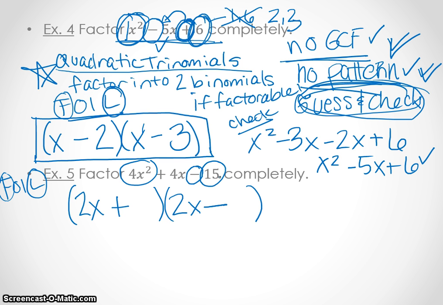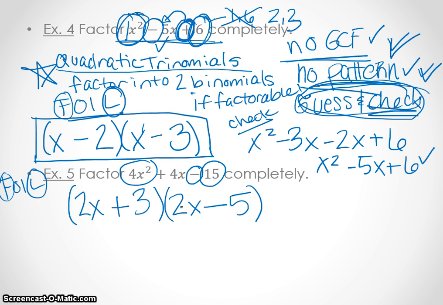And then we have to start thinking of the factors of 15. So we have 1 and 15, 3 and 5. Again, I don't like 1 and stuff, so I'm going to start with 3 and 5. And then let's just put 3 here and 5 here. Now, I don't know that that's the answer. That's the whole guessing part. So now we're going to check it to see if it actually works out.